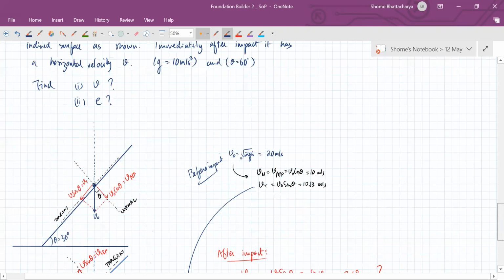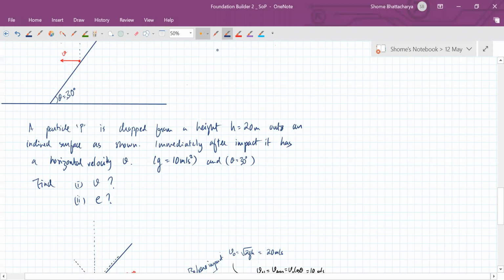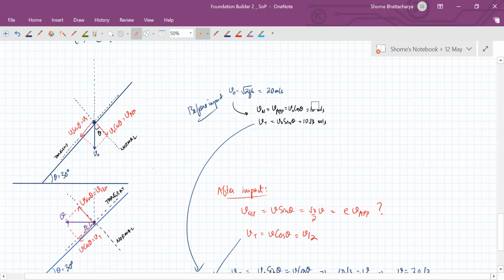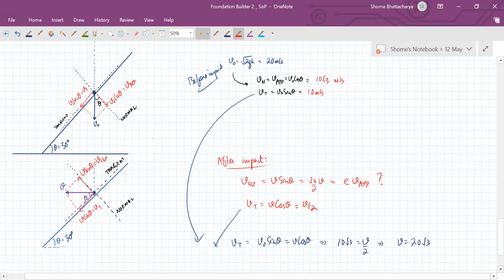Rest everything you can let it be as it is. Just the value of the angle, change it to 30 degrees. Okay. So just make sure you change this value of theta to 30 degrees. So when you change this value of theta to 30 degrees, these two will change. So this will become 10 root 3 meters per second. And this will become 10 meters per second. And accordingly, this here will become V by 2. And this will become root 3 by 2 V.